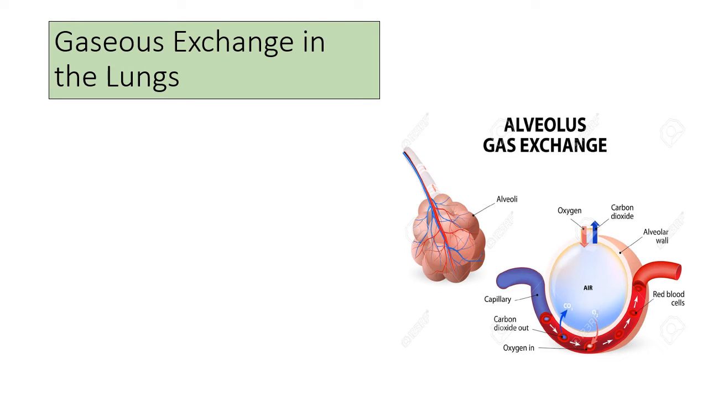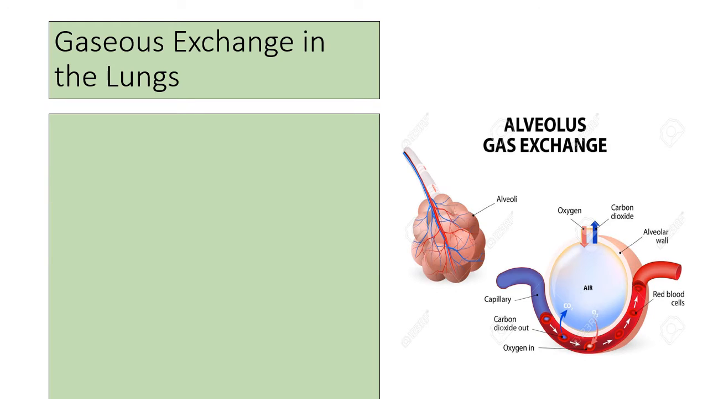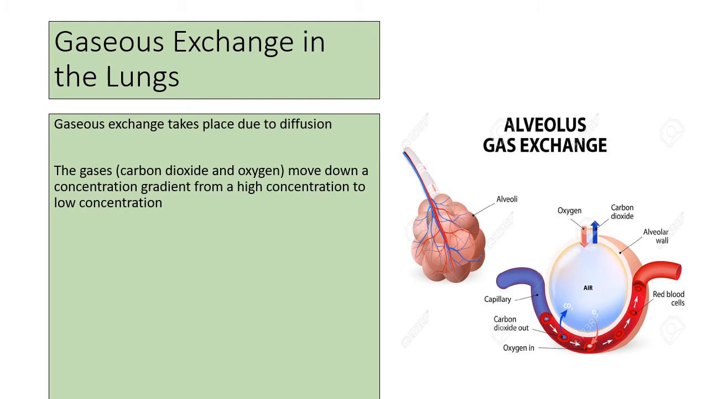So first and foremost, let's look at this idea of gaseous exchange within the lungs and where that takes place. We know from our previous understanding of this topic that it takes place in the alveoli, those small, minute, grape-like shaped air sacs. And it's here where the diffusion takes place, where there's that transfer of gases from one area to another.